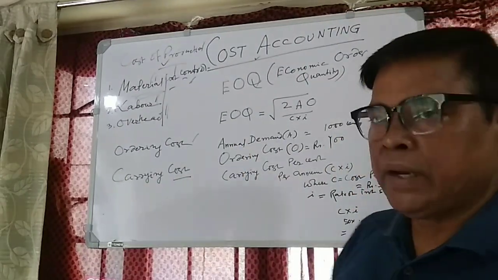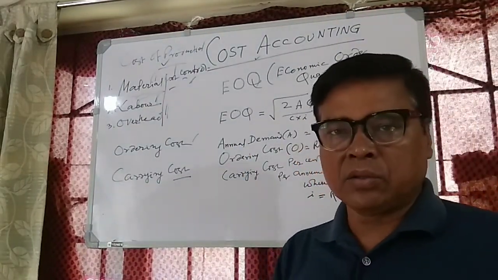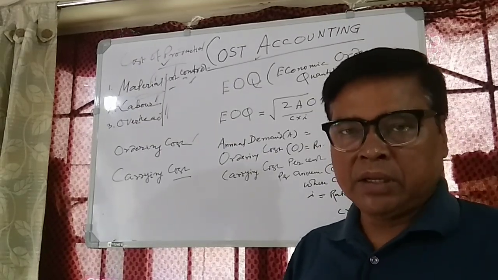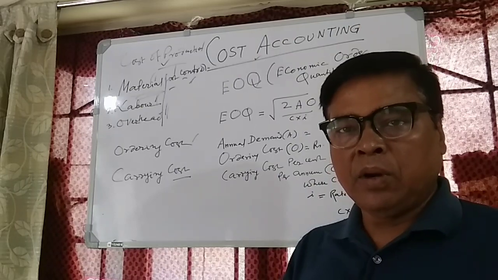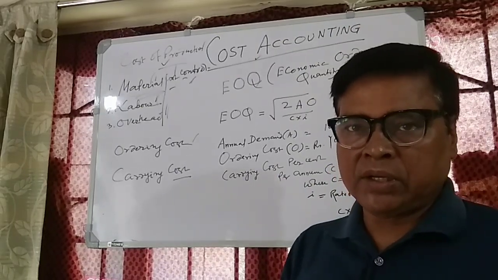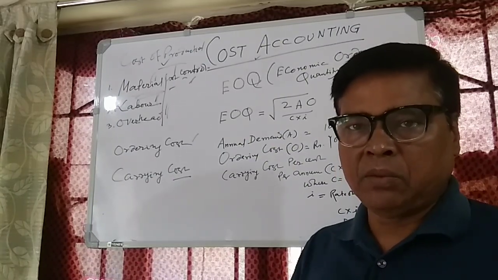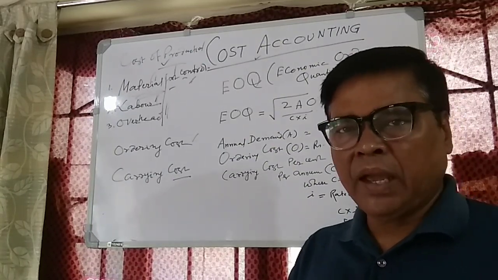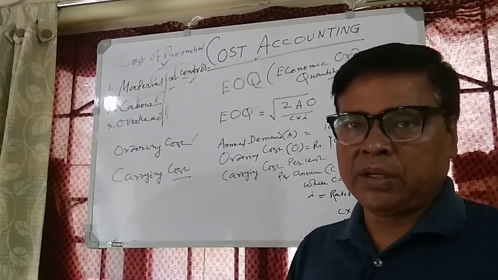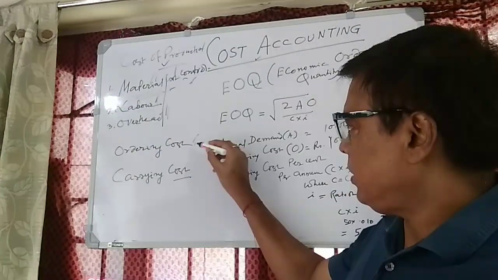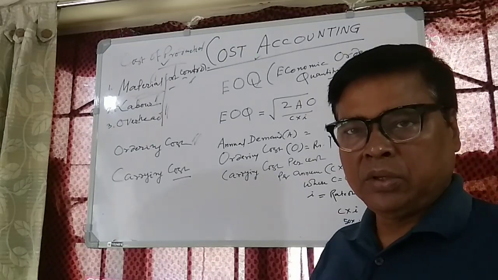One is your ordering cost. What is that ordering cost? Ordering cost means the placing of the order. Placing of the order means you have to take quotations, or participate in a tender for the purchase of materials, and place the orders, all those things. In this processing part, some cost will be there, and that is called the ordering cost.